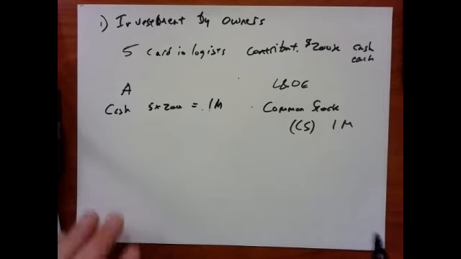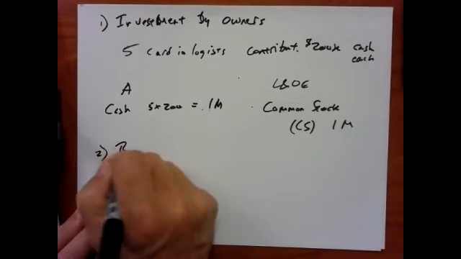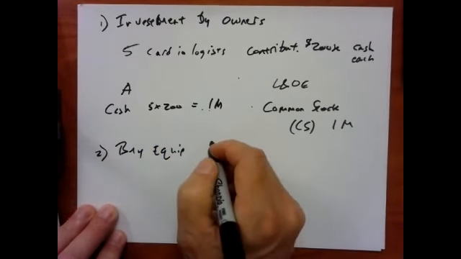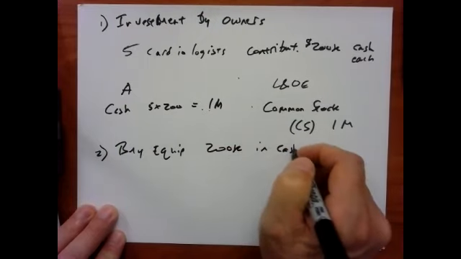Now let's say they've got cash. You can't do anything with cash, right? I mean, you could spend it, but you can't operate a business with just cash. So they've got to buy something. So they're going to buy equipment for $200,000 in cash.